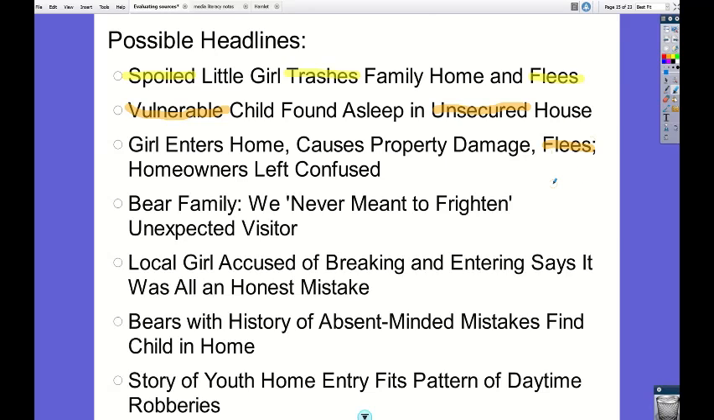Again, the word flees, which some people feel is fairly neutral, but could be considered connected to that connotation of fleeing the scene of a crime. And then homeowners left confused. I think that's probably assuming that they have an interview from the bears or something. I think that's probably a pretty neutral statement. But you'll notice there that even the statement that I think is just about as neutral as a headline could be for this story, still has things that people could take issue with.